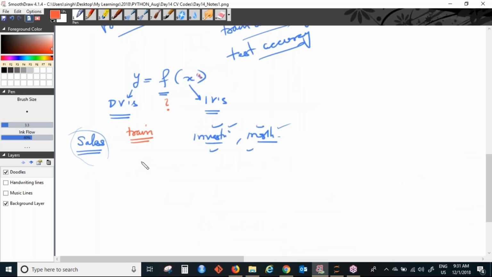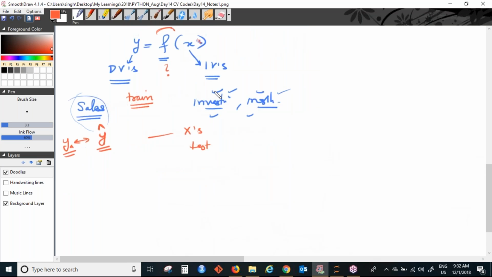Once we have found this function f, we give all the values of x in the test data, and we find the predicted y hat. We find the predicted y, and we also know the actual y in our test data. So we know our predicted y, we know our actual y, we compare them and then we check how accurate the model is. If we are happy with that model, we use the same function f to predict for the future. So this is how we proceed.